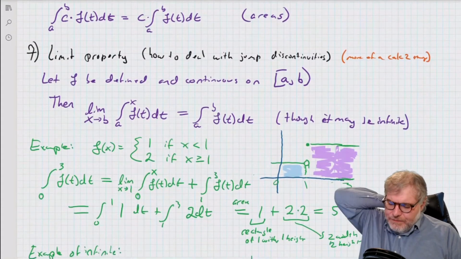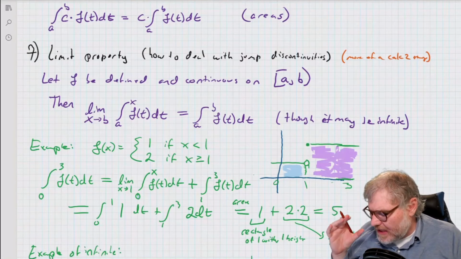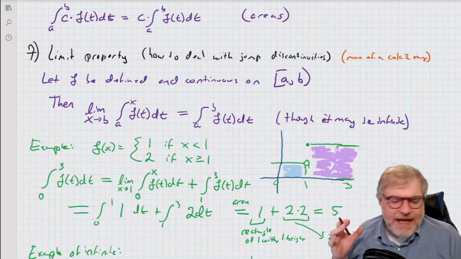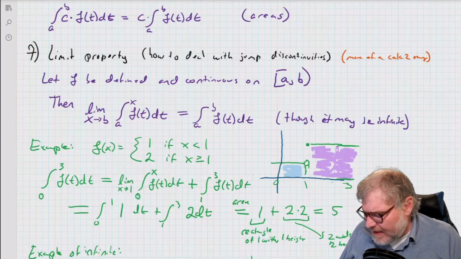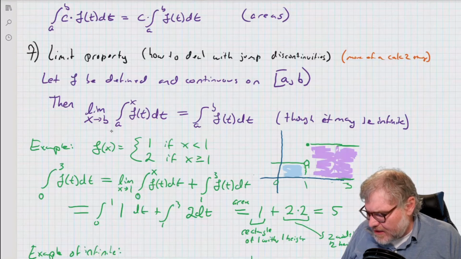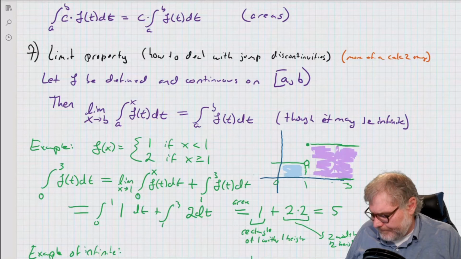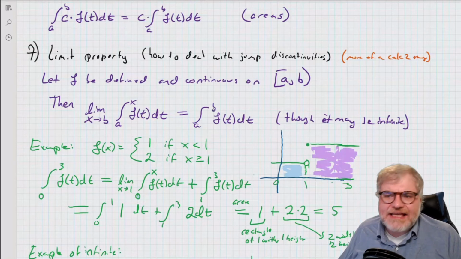Okay, the book presents this a little bit differently, but it's called the limit property. It's how you deal with jump discontinuities. And again, this is going to be more of a Calc 2 thing, but I'm going to talk about it right now. Let f be defined and continuous on [a, b). Then the limit as x goes to b of the integral from a to x of f of t dt equals the integral from a to b of f of t dt, even though it may be infinite. In other words, I can just take it to the limit.